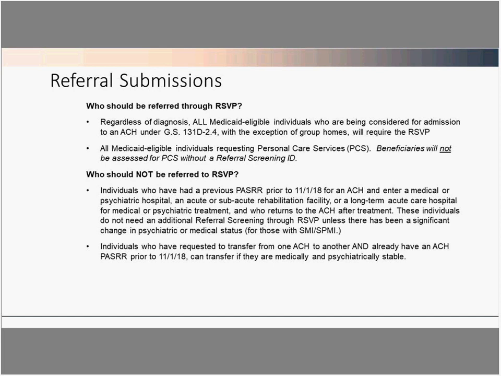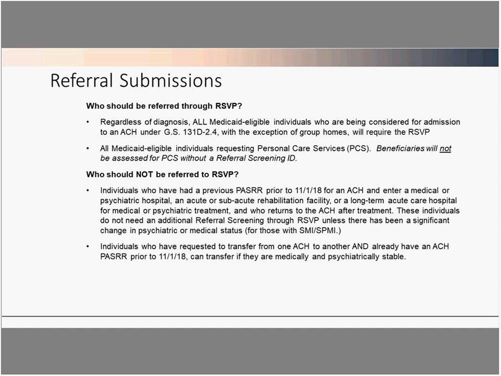Regarding who needs RSVP, all Medicaid-eligible individuals who are being considered for admission to an adult care home, General Statute 131D-2.4, with the exception of group homes, will require the new RSVP. Eligible individuals requesting personal care services will also require RSVP. These beneficiaries will not be assessed for PCS without a referral screening ID. Again, it's a very important notation to remember. NC Medicaid Clinical Policy 3L has been updated to reflect this change.